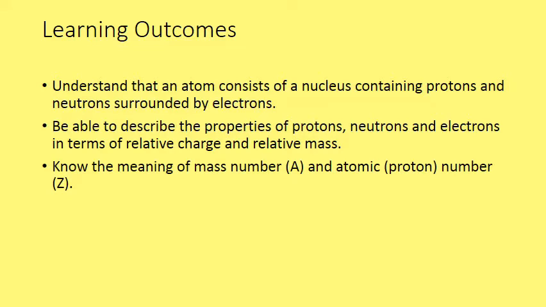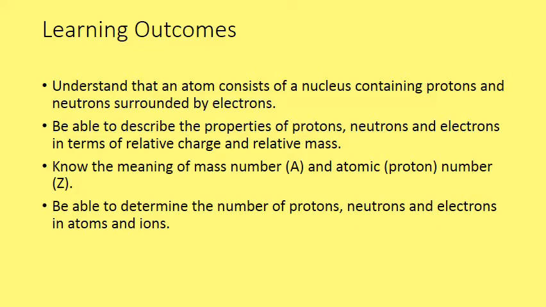As well, we'll want to remind ourselves of the meaning of mass number, sometimes annotated as A, and the atomic or proton number, sometimes annotated as Z. So we'll remind ourselves of the meaning of those two terms, as well as we want to be able to determine the number of protons, neutrons and electrons in atoms and ions using the mass numbers and proton numbers.